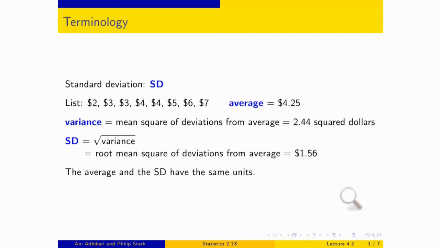And what's good about that? What's good about that is you can add them. You cannot add an average to a variance. But you can add and subtract average and SD. And that's going to be critical for what we're going to do next.